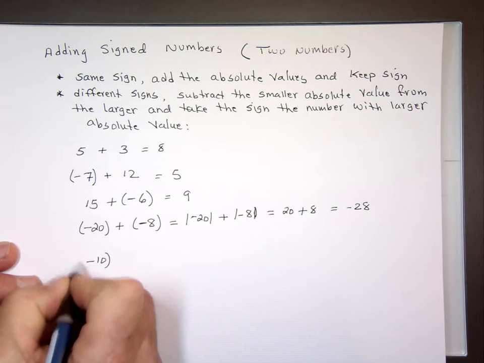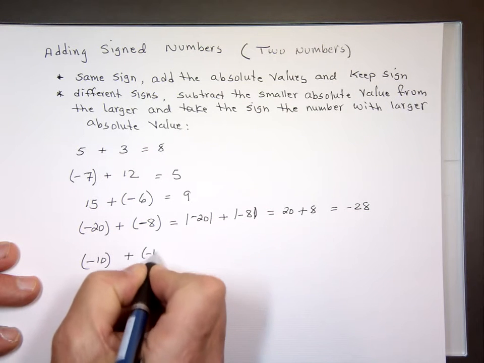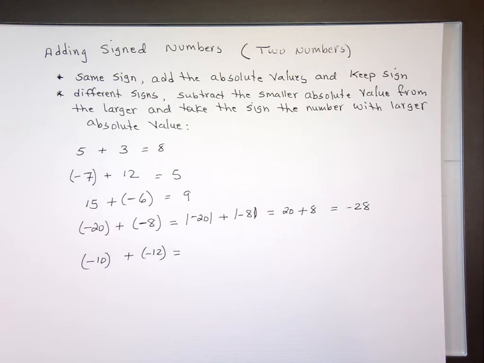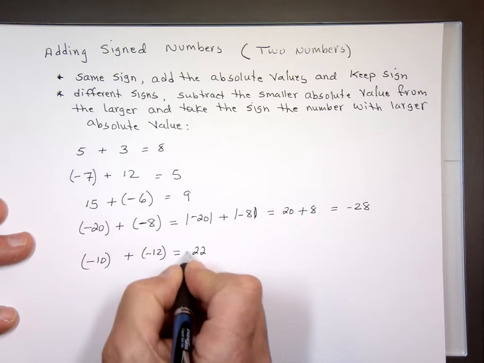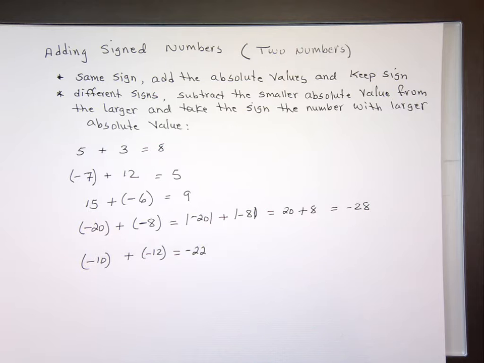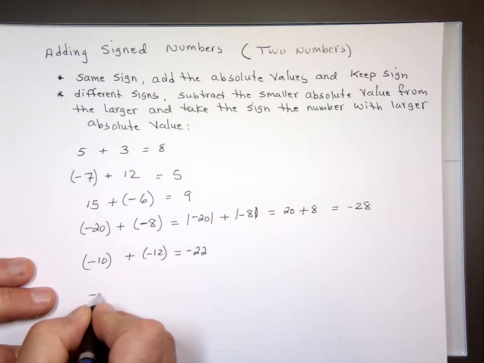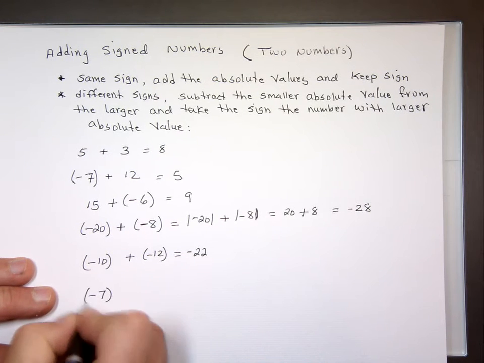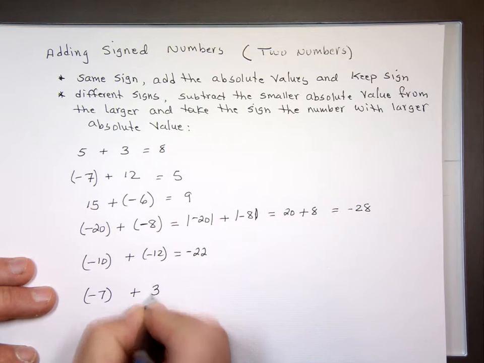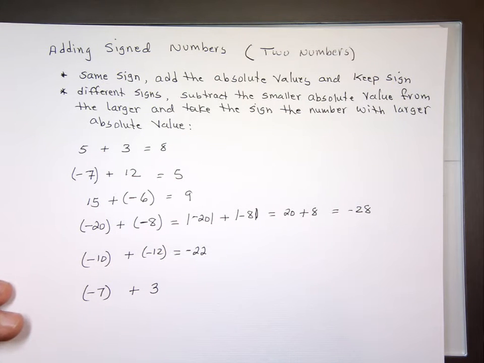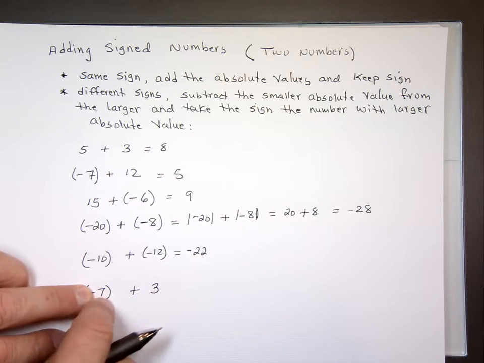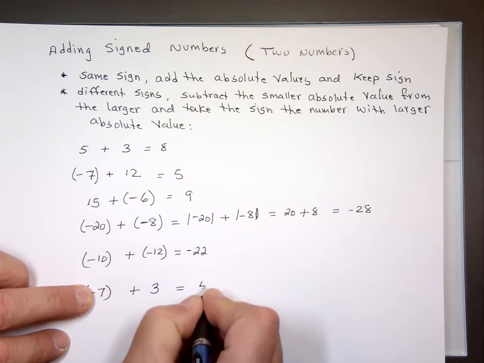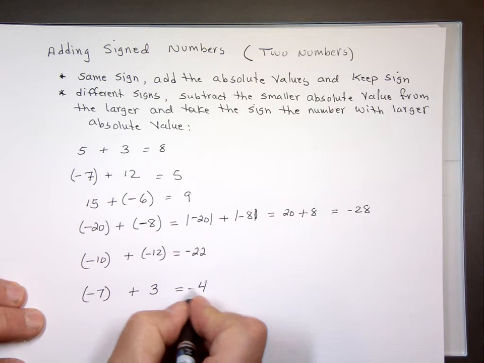Minus 10 plus minus 12. Are they the same sign or different sign? Add the two numbers. 10 and 12 is 22, and keep the sign: negative 22. Much quicker. Minus 7 plus 3. Same or different signs? Different. Subtract the smaller from the larger. 3 from 7 is 4. And what's the sign of 7? Negative 4.